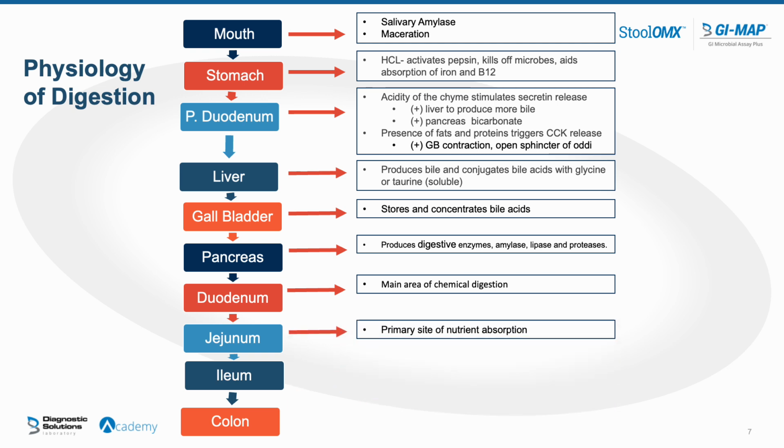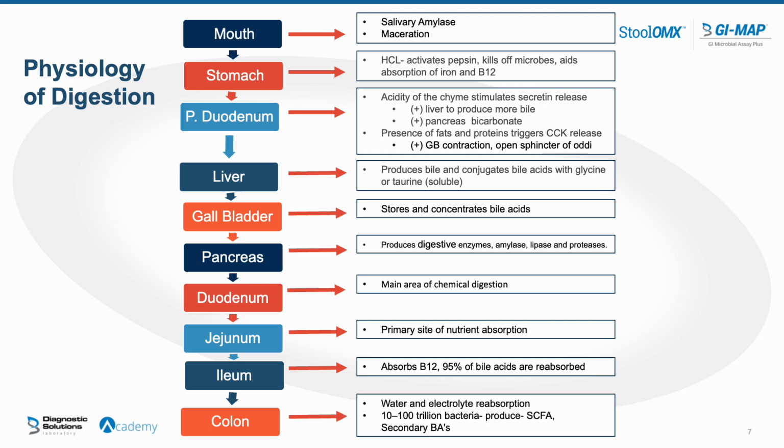The jejunum is the next part of the small intestine, and it is a primary site of nutrient absorption. So it has a large surface area with villi and microvilli and a large blood supply to help with absorption and then circulation of nutrients. The ileum is the last part of the small intestine. Here, B12 is absorbed, as well as 95% of our primary conjugated bile acids are reabsorbed through enterohepatic circulation.